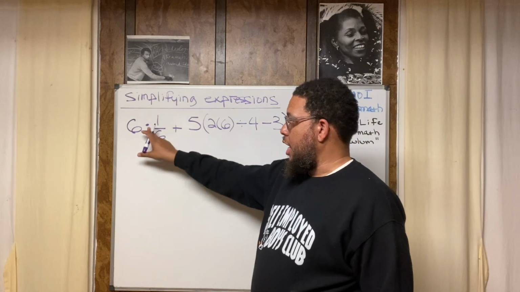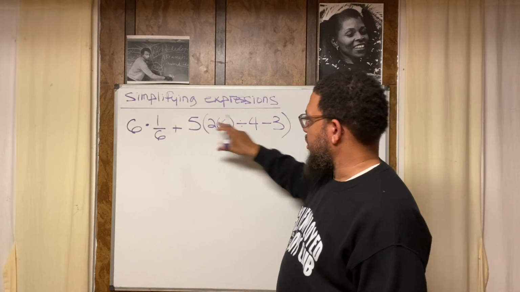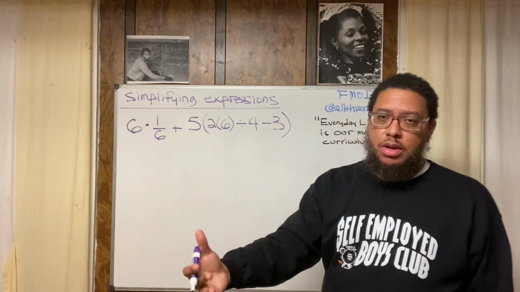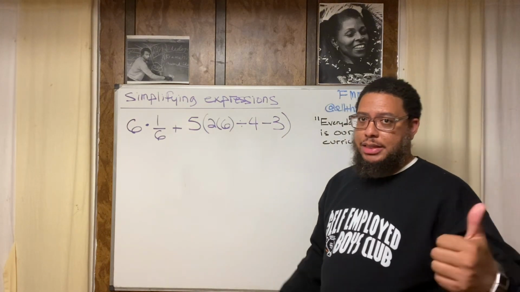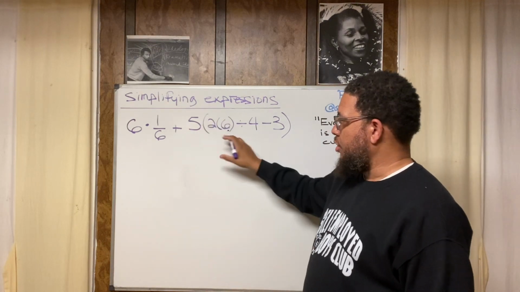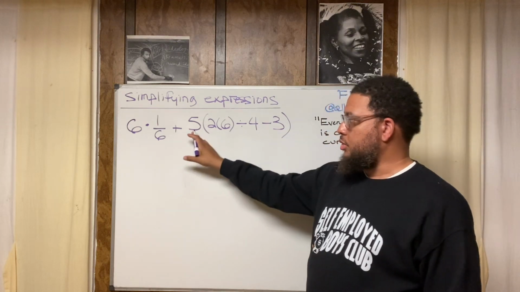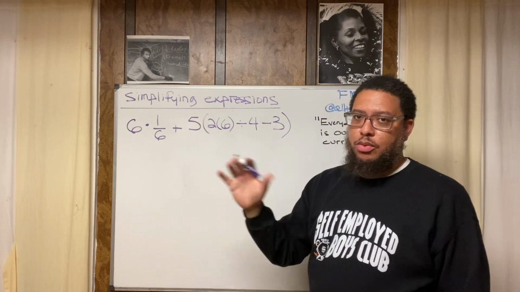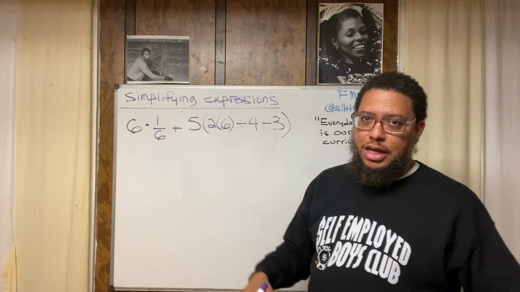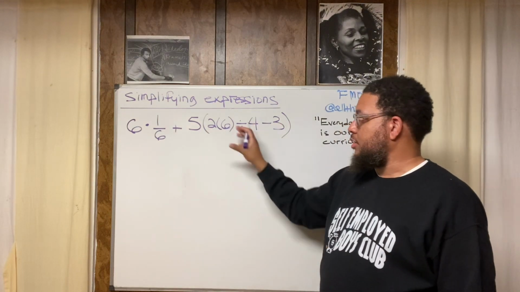We got 6 times 1/6 plus 5 times the quantity. See these parentheses? This is a group. The parentheses are what we call a grouping symbol, just like brackets and braces are grouping symbols. 5 times the quantity of 2 times 6 divided by 4 minus 3. We don't say 5 parentheses. We don't say the word parentheses. That's passe, that's not sophisticated. We call this a quantity. Everything inside the parentheses is a quantity.